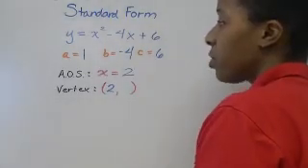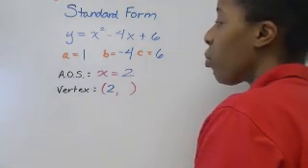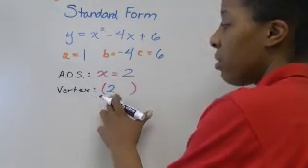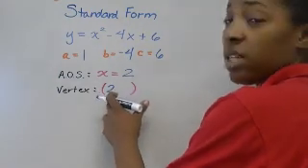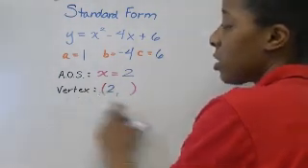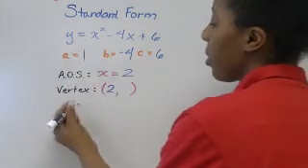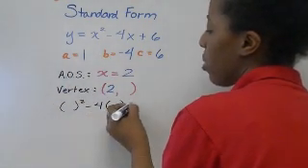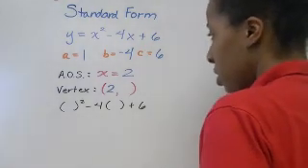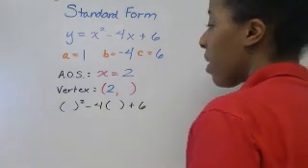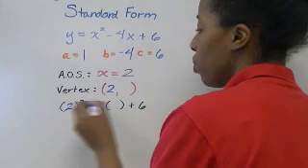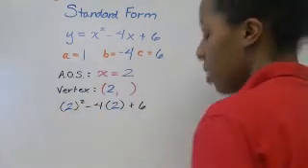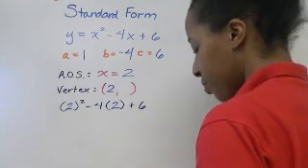Now we're going to find the vertex. Remember, the vertex is a coordinate point, x comma y. We already have our x value, so I have to plug my x value into my original equation and solve for my y. Okay, so I'm rewriting my original problem with my parentheses. I'm going to plug in my x value, which is 2, which I got from my axis of symmetry, and I'm going to work it out.